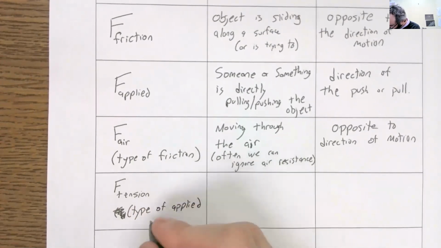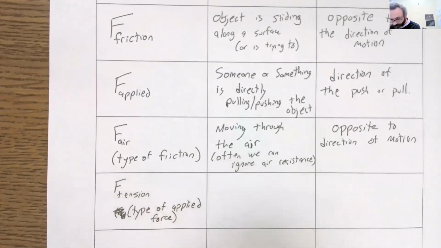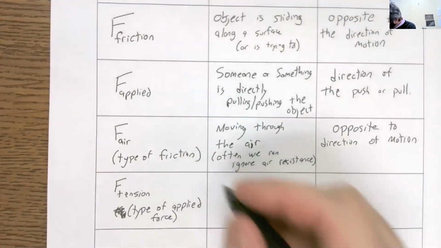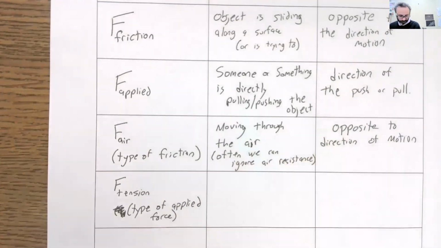When you're pulling like a rope or something like that. Yeah, exactly, right. A tension is an applied force, that's when you're pulling something along with a rope or a string or a cable or something like that. So it's just an applied force using a rope or a string, and we say that there's tension in the string or tension in the rope, right?